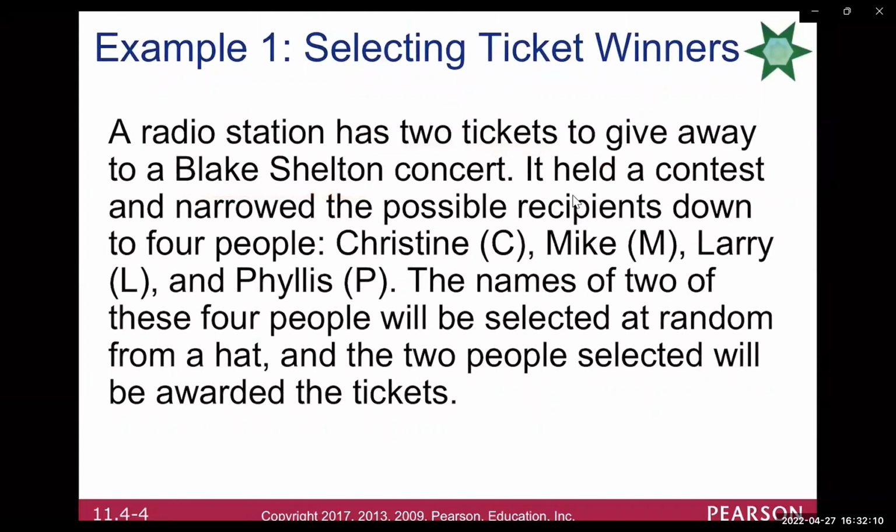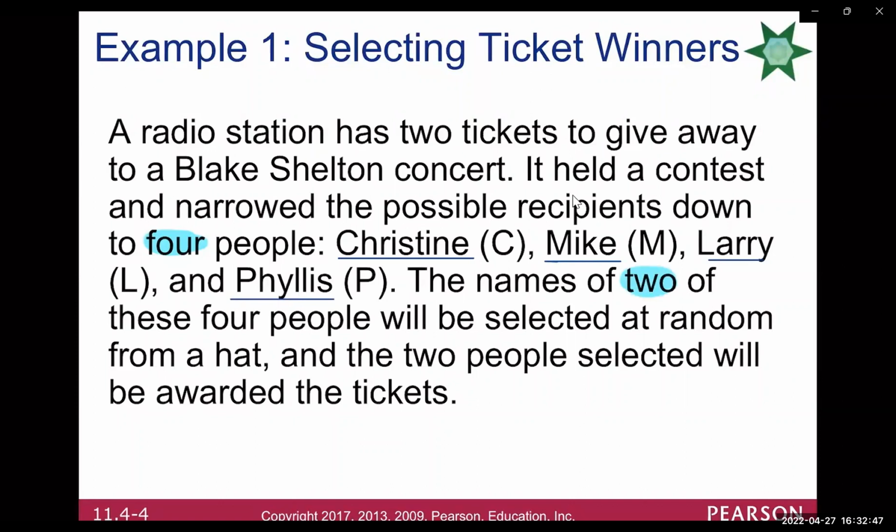If held, a contest and narrowed the possible recipients down to 4 people. So there's 4 people total: Christine, Mike, Larry, and Phyllis. The names of 2 of these 4 people will be selected at random. So you're only selecting 2 of those 4 to go to the concert, to be the winners of this raffle. And they're being selected from a hat, so it's completely random. And the 2 people selected will be awarded the tickets.